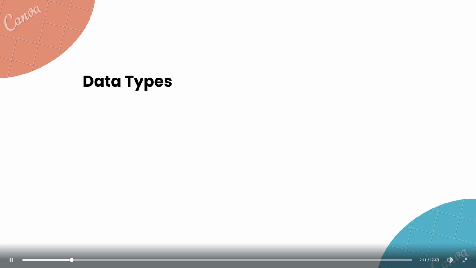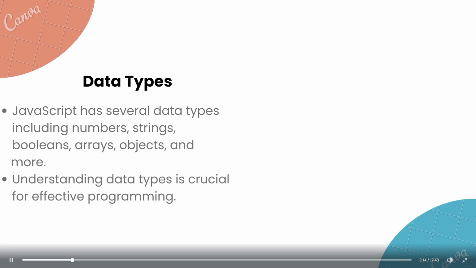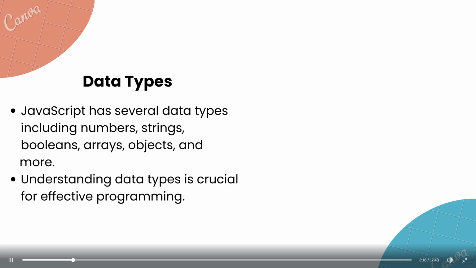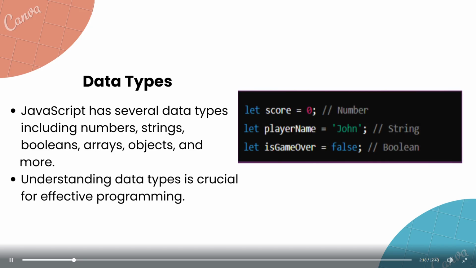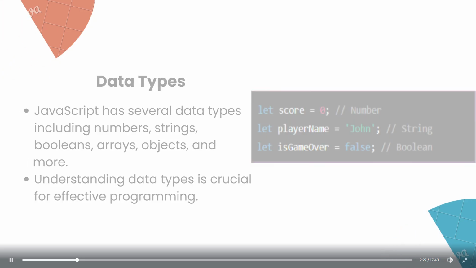Now let's discuss data types. JavaScript has several data types including numbers, strings, booleans, arrays, objects, and more. Understanding data types is crucial for effective programming.